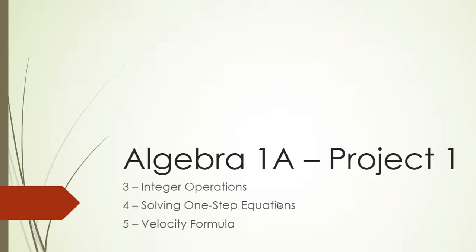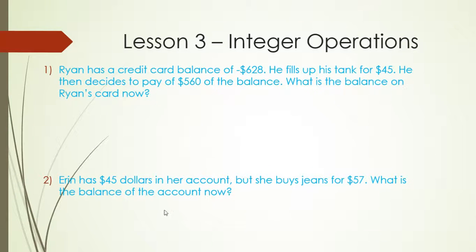So today what we're going to do is talk about Project 1. There's, again, 3 lessons. Number 3 is integer operations, number 4 is one-step solutions, and number 5 is velocity formula. So let's look at the first one, number 3.